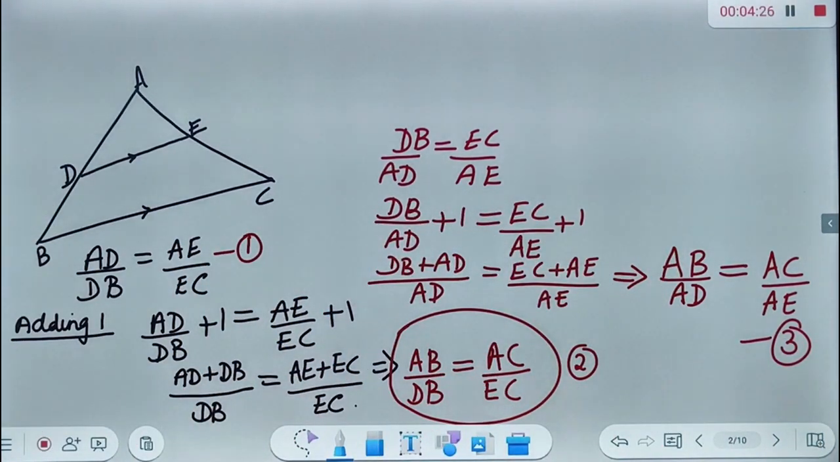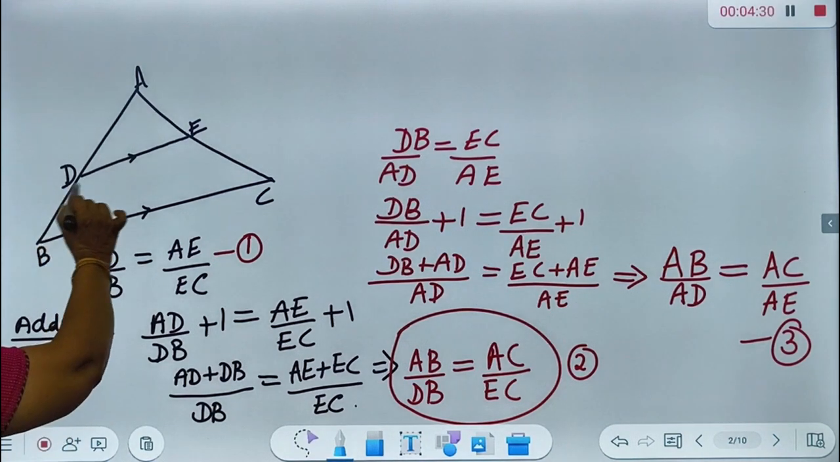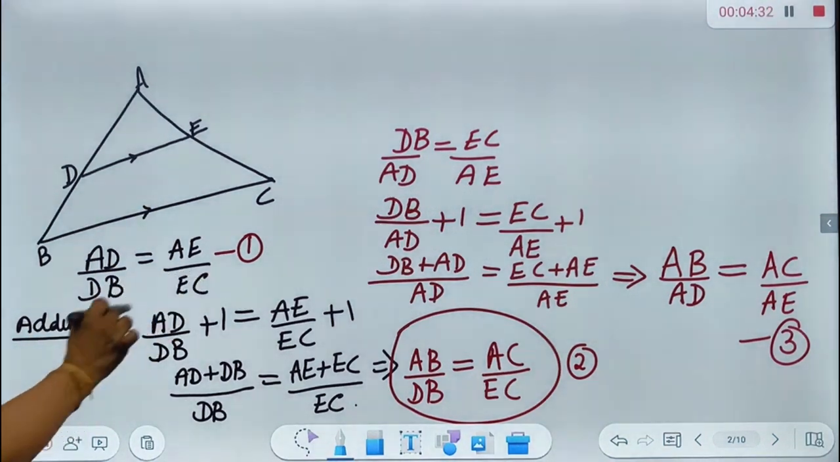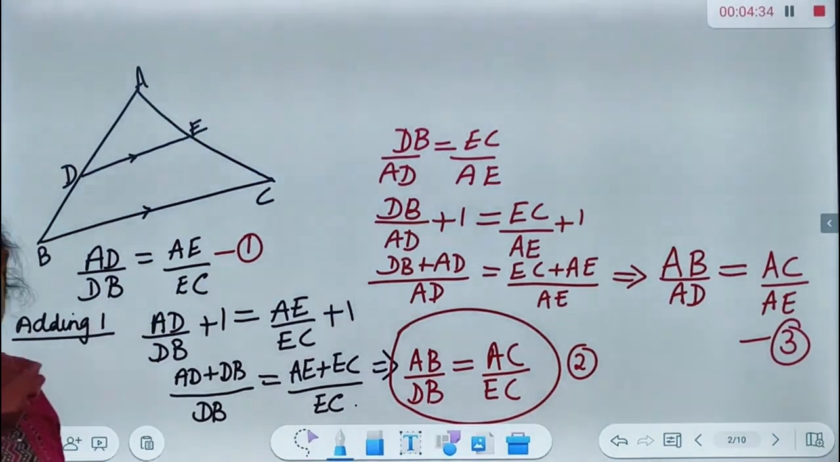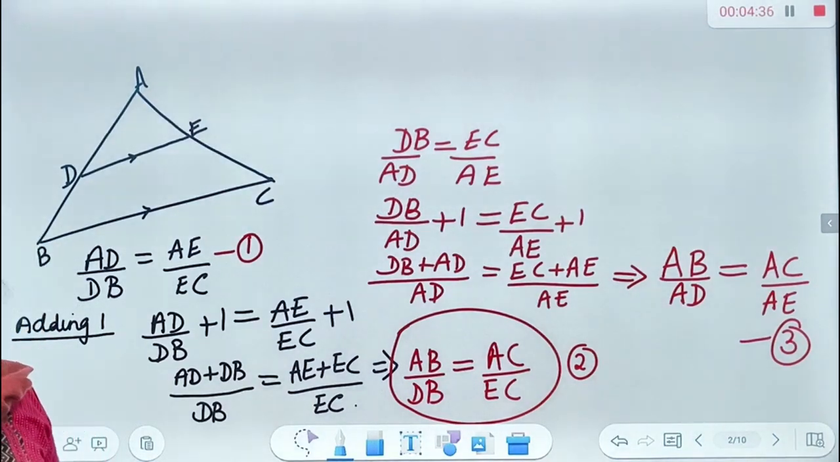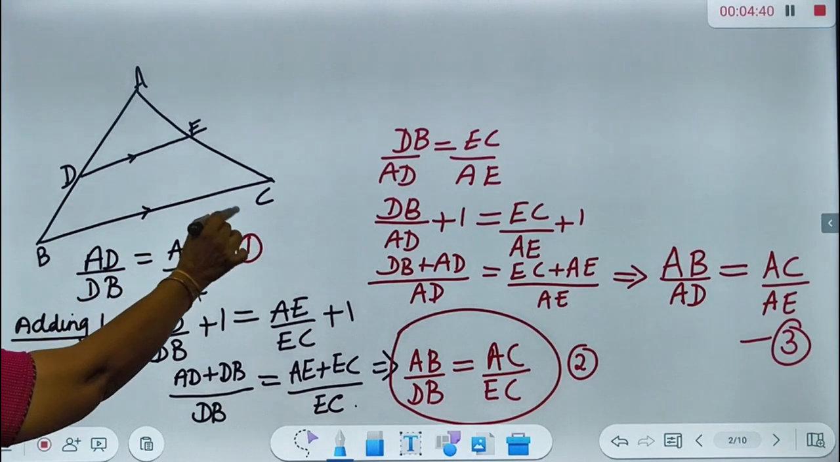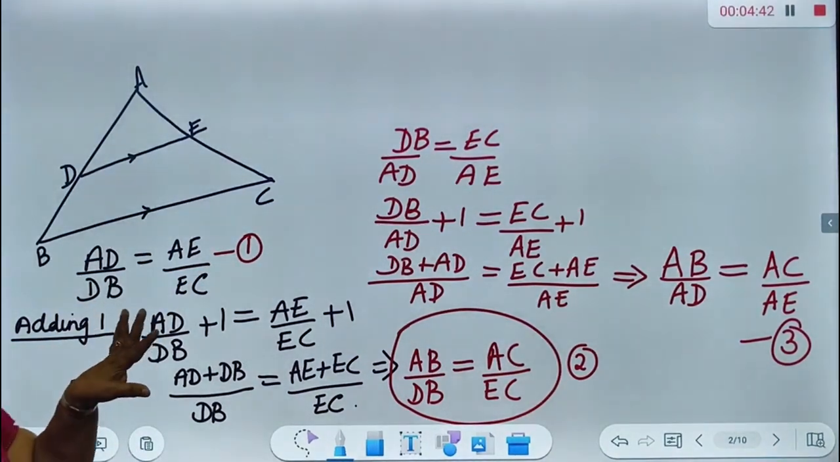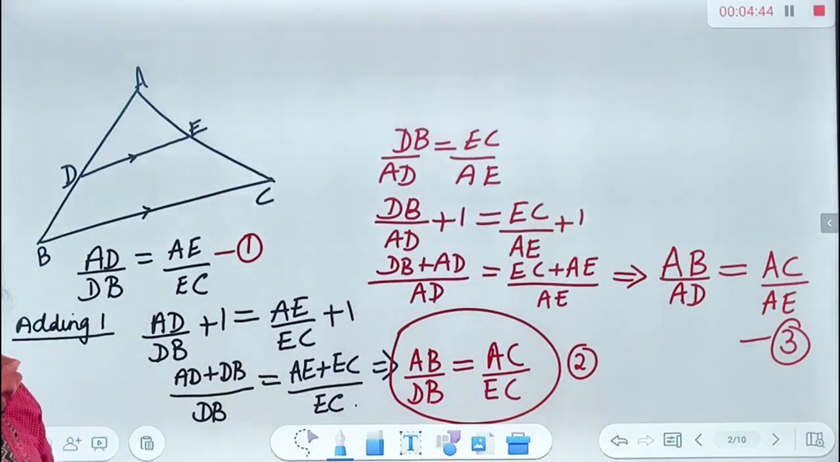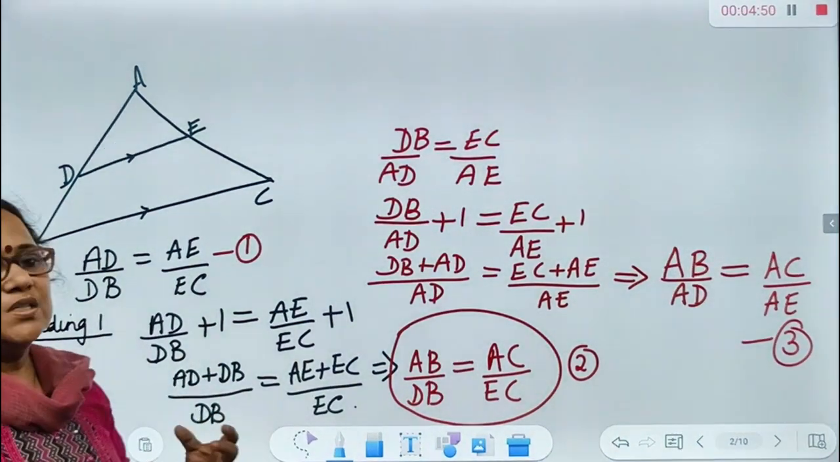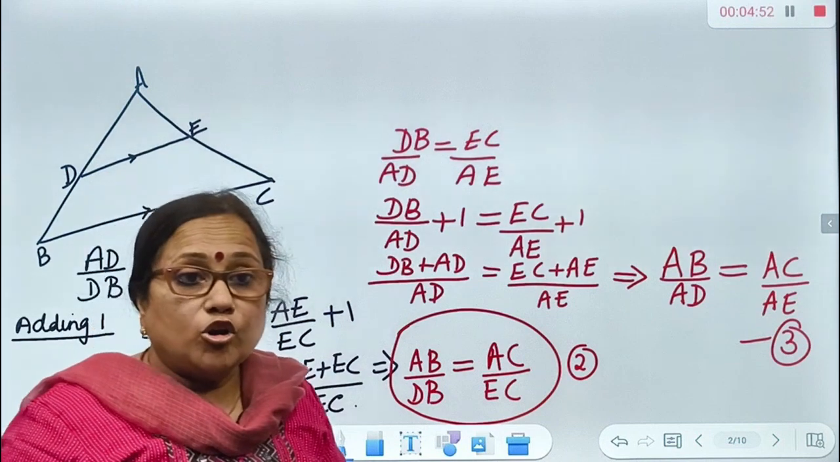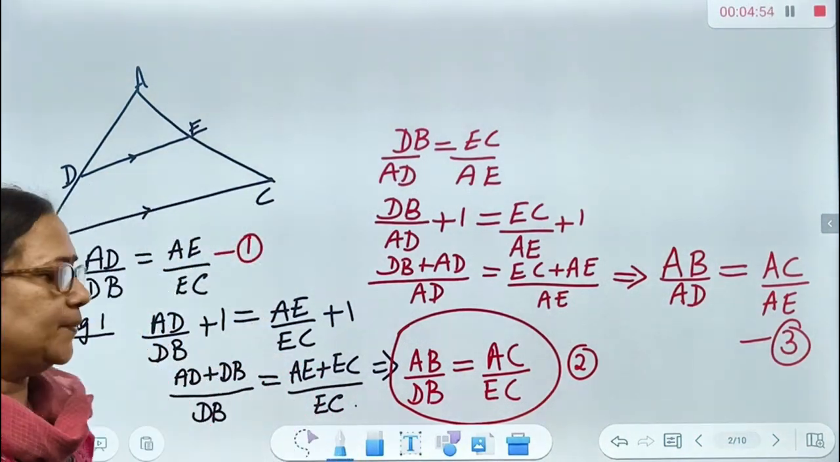So, on account of the basic proportionality theorem, which says if a line is drawn parallel to one of the sides of a triangle, it divides the other two sides in the same ratio, AD by DB is equal to AE by EC. The proof of this is already done in the earlier video. Now, what is the consequence of the basic proportionality theorem? That is what we are seeing now: some results which follow from the basic proportionality theorem.